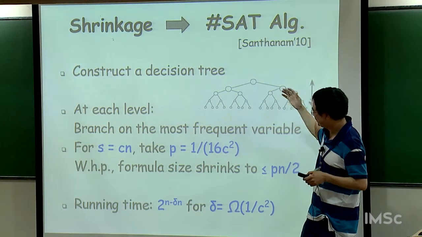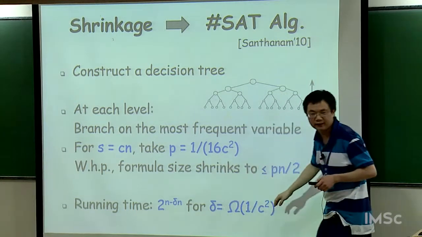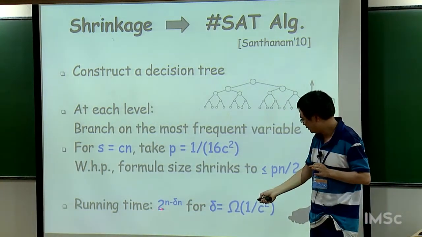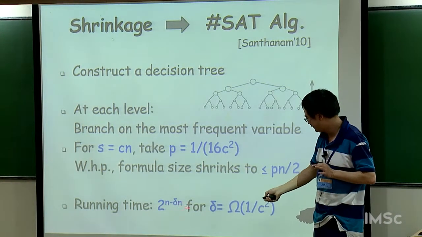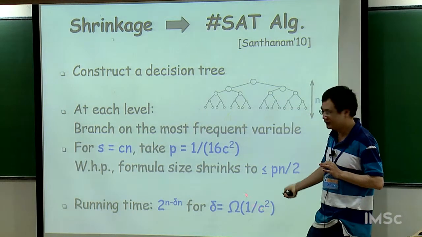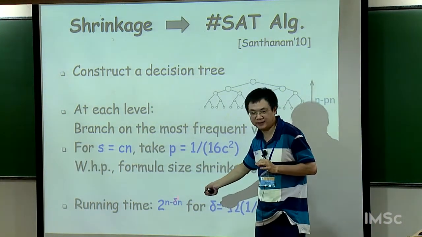So the concentrated shrinkage essentially helps us to bound this running time. The running time can be shown to be 2 to n minus delta n, where this delta is on the order of omega of 1 over c squared. So suppose c is constant, then we get a constant saving delta here.